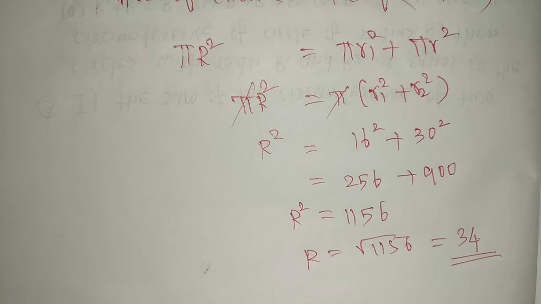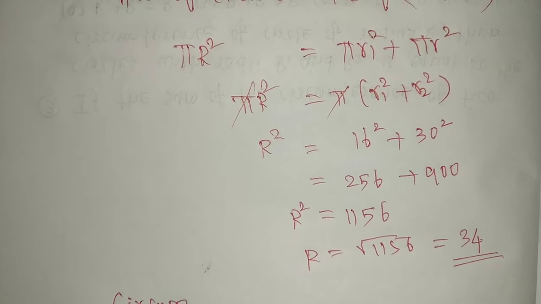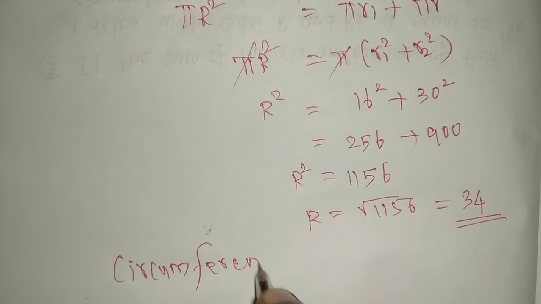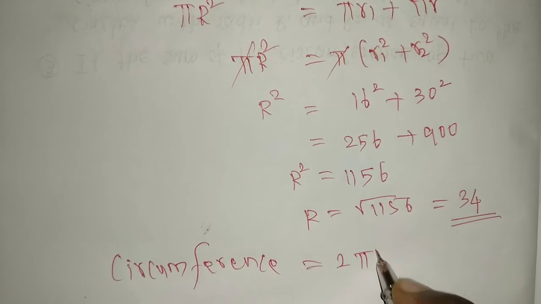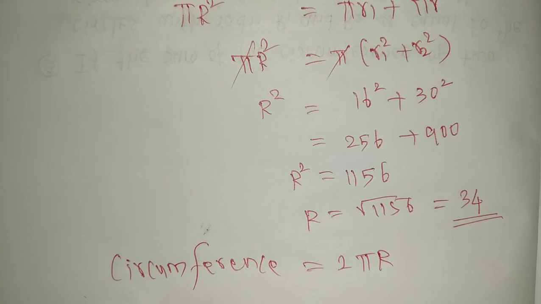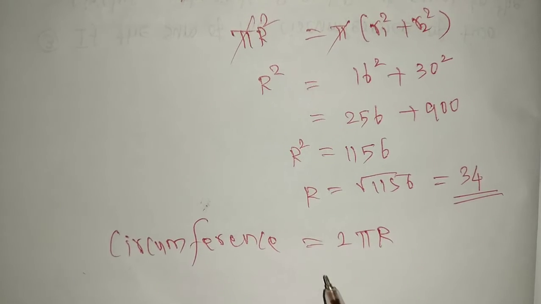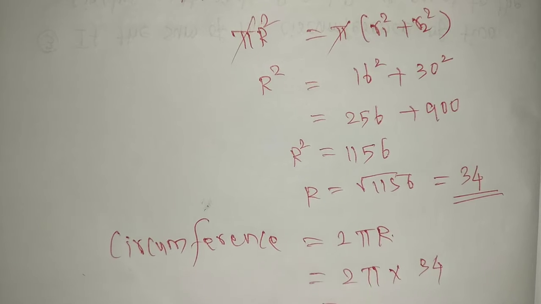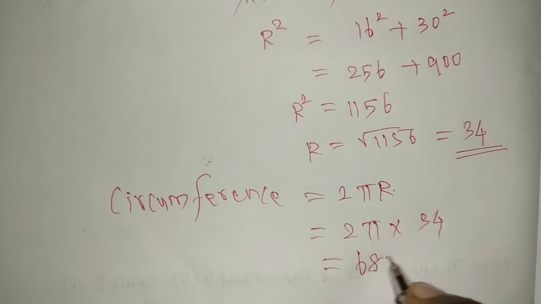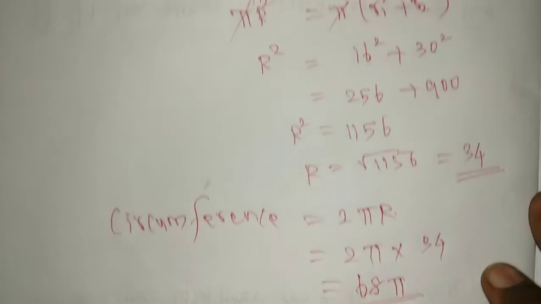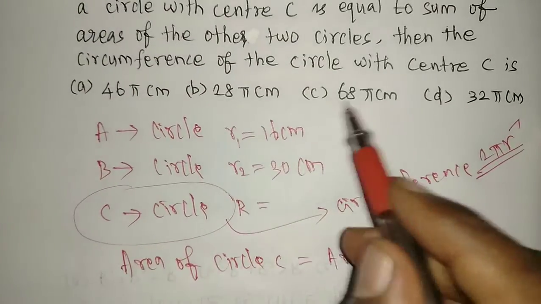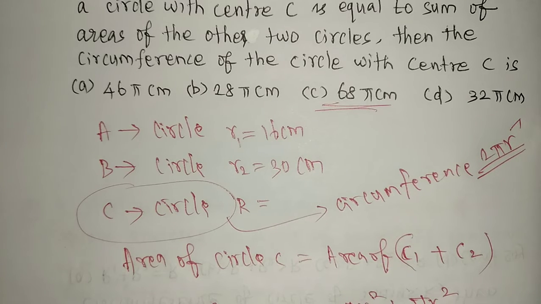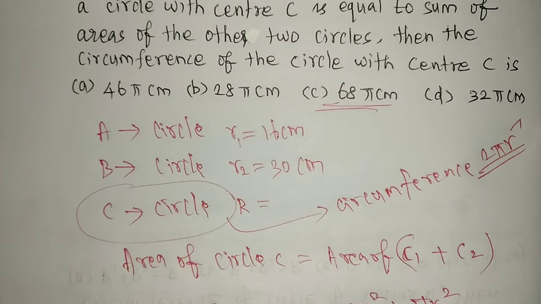We got the R value, but they asked to find the circumference. Circumference only they asked, so we know the formula 2 pi R, because they asked for center C, the circle C. So we have 2 pi R, the R value is 34. Multiply this together, so what we are getting is 68 pi. Now we'll see the options in the textbook. See here, option C is our required answer. 68 pi centimeter is option C. Now we'll go for the next question.